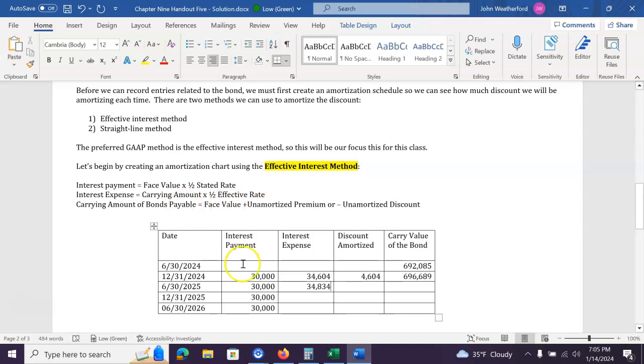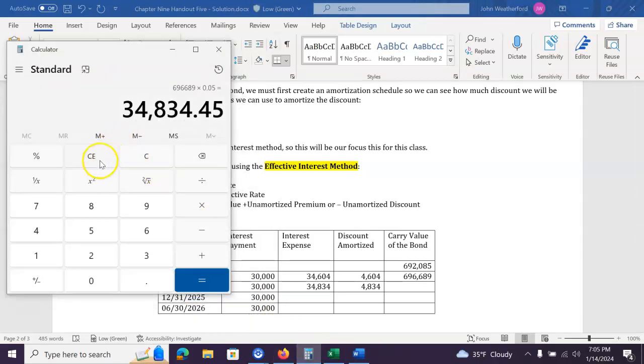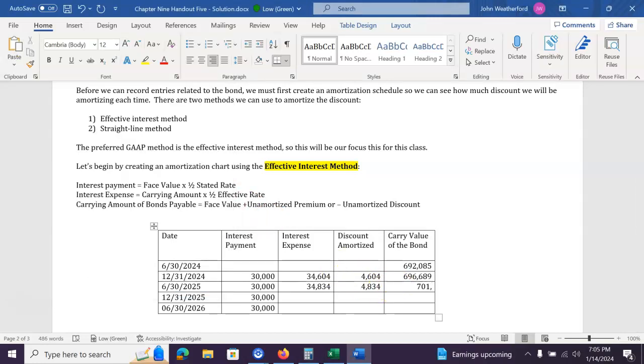As interest expense. The amortization of the discount would be the difference in interest expense and cash paid for interest. So $4,834. And then that amortization of the discount would be added back to the carrying value. So we've got $4,834 plus $696,689, and that's $701,523.